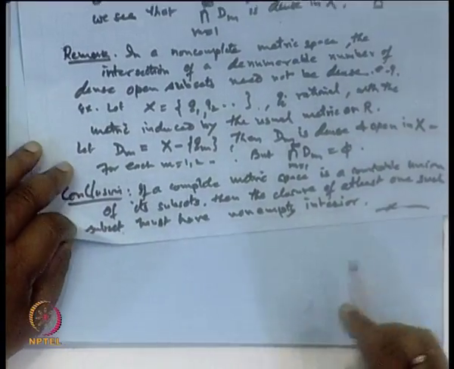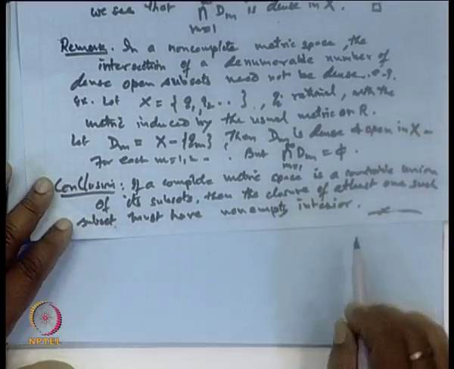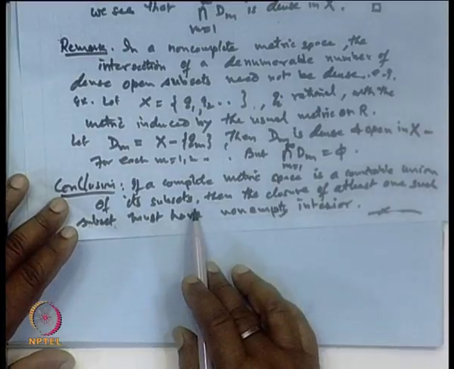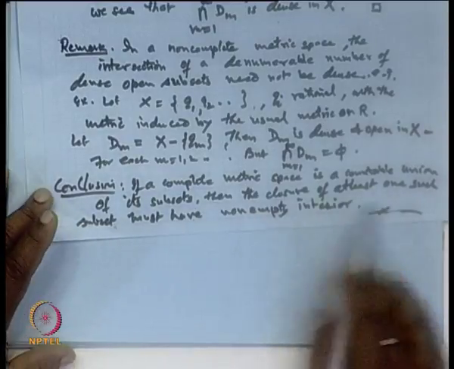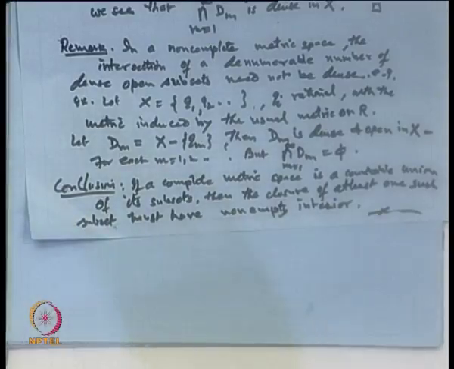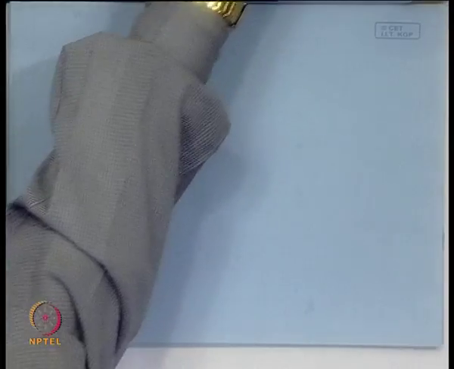Okay. So, we can conclude that if a complete metric space is a countable union of its subsets, then the closure of at least one such subset must have a non-empty interior. That is what it is. Okay. So, these two examples, though given in the form of examples, are both very interesting results, and they will be used, particularly the Baire's theorem will be used. Okay. Now, let us take a few problems now.